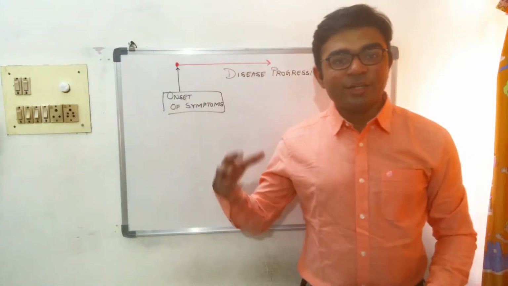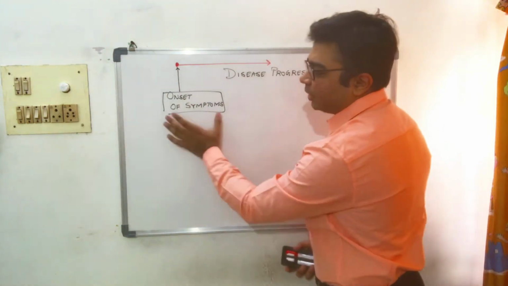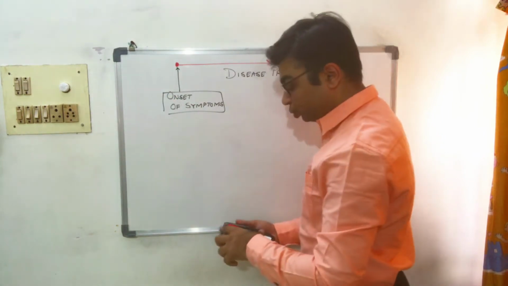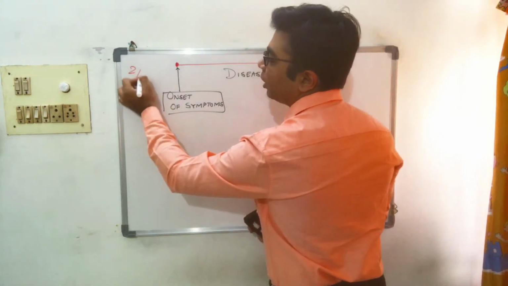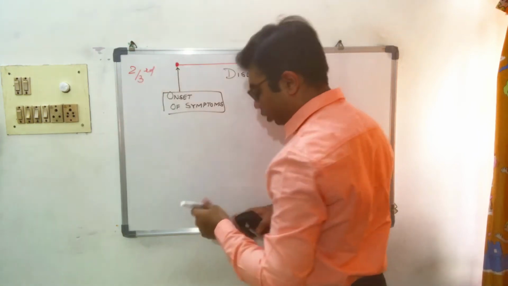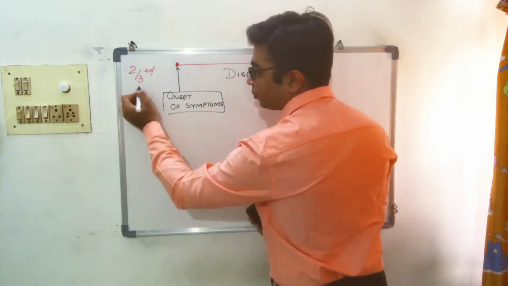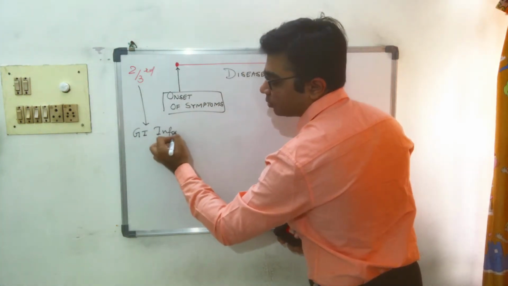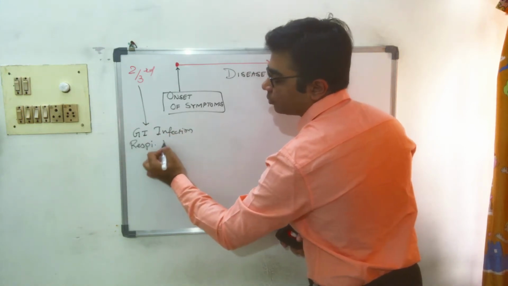Let us understand the beginning of the disease. As you can see in this diagram, there is onset of symptoms and the disease progression. But prior to onset of symptoms, about two-thirds of the patients give a history of gastrointestinal infection or respiratory infection.